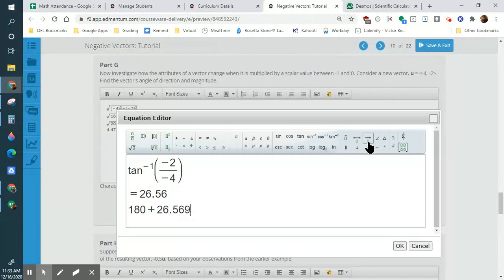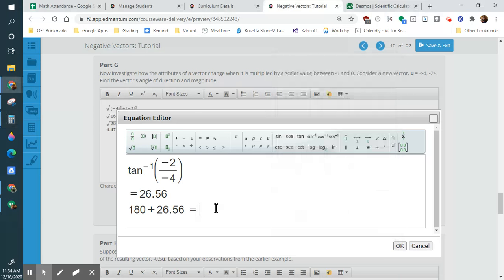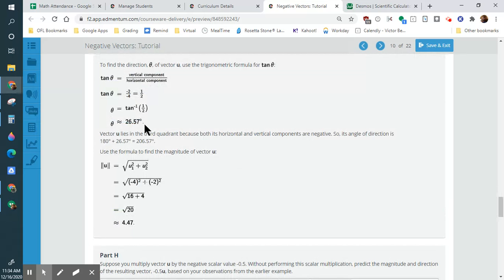So I think I mentioned in one of the videos, I made all my mistakes on this. It's just something you have to keep in mind when you're doing this unit: you will have to bear in mind what quadrant you're in to solve for the angle. So the reason why I knew to add 180 is you do 180 plus the angle and you'll end up in quadrant 3. So our answer is going to be 206.56. Submit that. And yep, there we go.